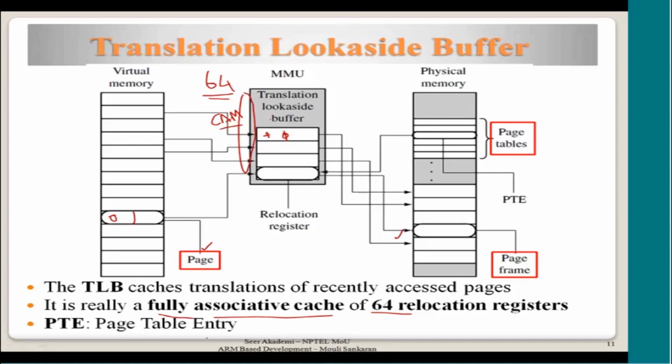What does it contain? It has page table entries. Each of them is a page table entry, and please remember a page table entry is 4 bytes. Nothing more, 4 bytes. So there are 64 entries of 4 bytes in the translation lookaside buffer. Good. Now let us go to the page table.